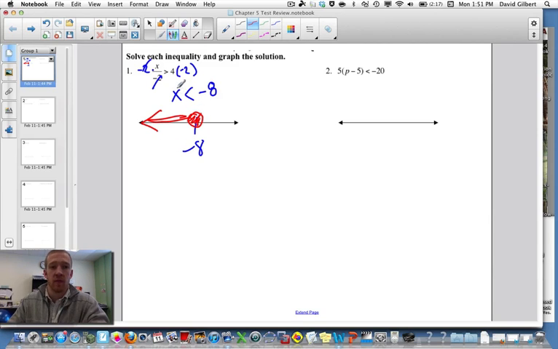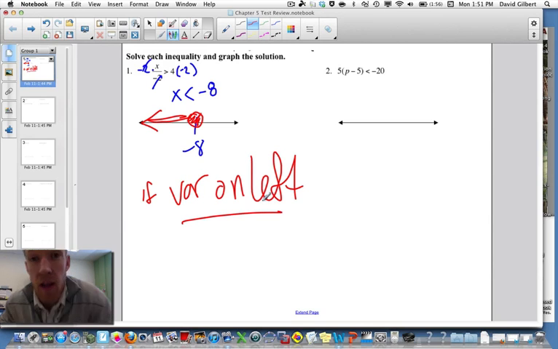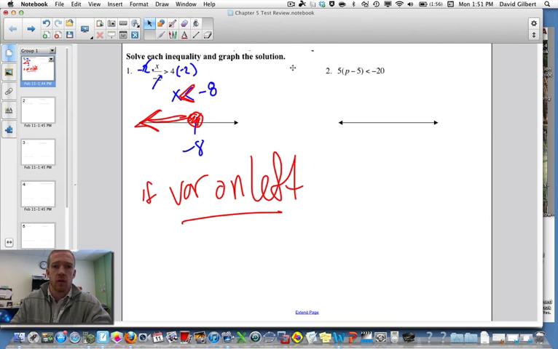Alright, so remember when the variable's on the left, then this goes the same direction as the arrowhead. Here, there's two ways to solve this. So what I'm going to do is just show you both here.